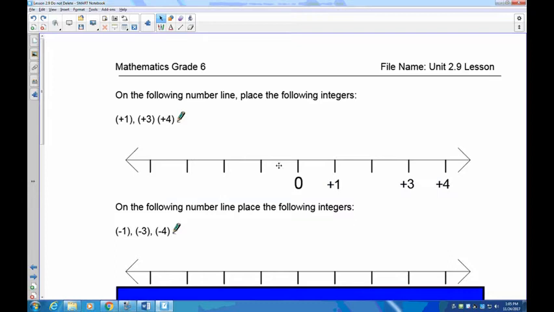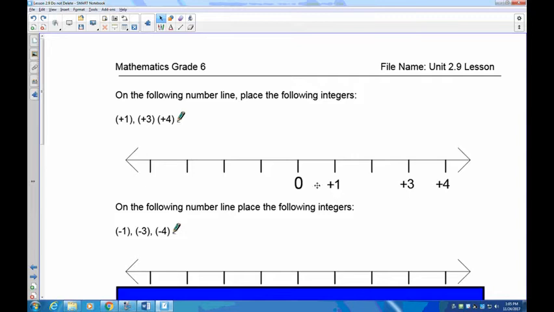The 1 is 1 unit to the right, so you jump once. There's your positive 1. Next comes the 3, so 1, 2, 3. There's your positive 3. And here's your 4, 1, 2, 3, 4. Notice the 4 is positive, the 3 is positive, and the 1 is positive, which means everything is going to be on the right side of 0, because this is the positive side.